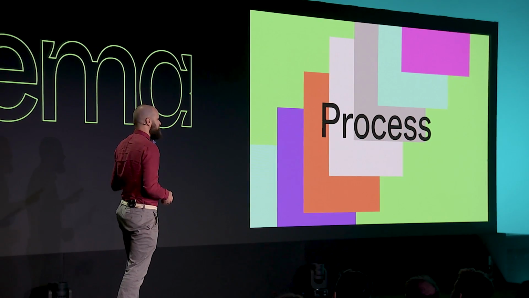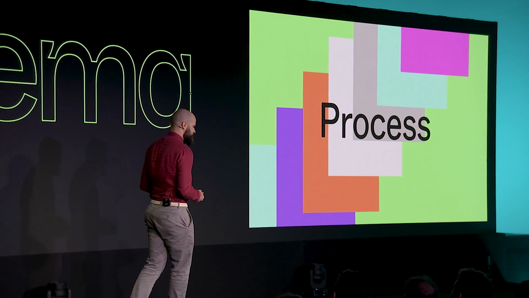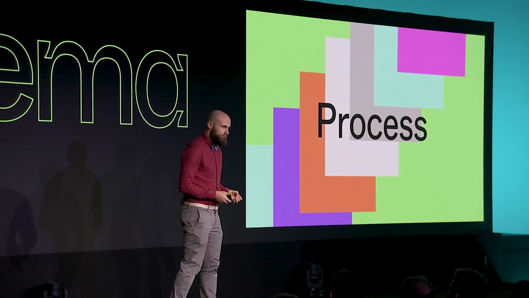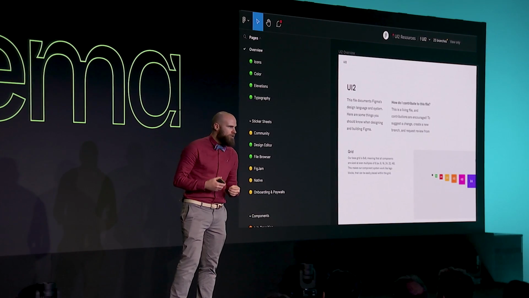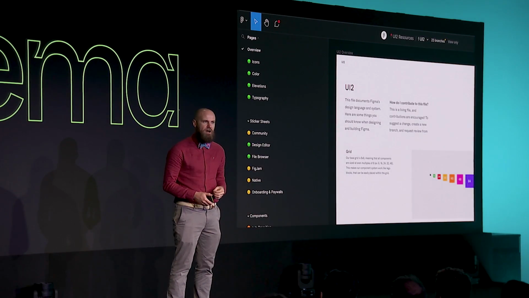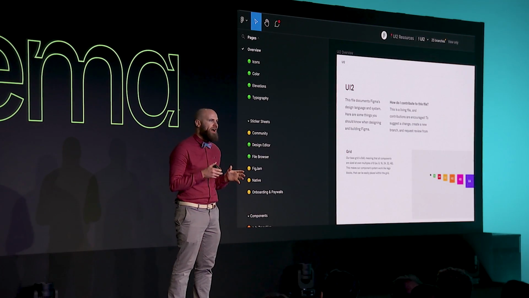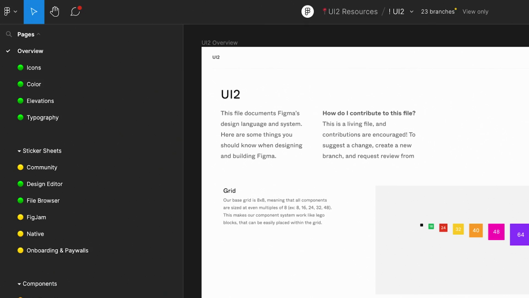The third thing that I want to talk about where we're seeing an increase of complexity is process. Some of the most mature design systems that we see today are incorporating process directly into their system. This is an example of UI2, one of the libraries that we have internally here at Figma, which is, by the way, really weird, designing Figma in Figma. It gets really meta. But one important thing that we have inside of here is a little message that talks about how do I contribute to this file.